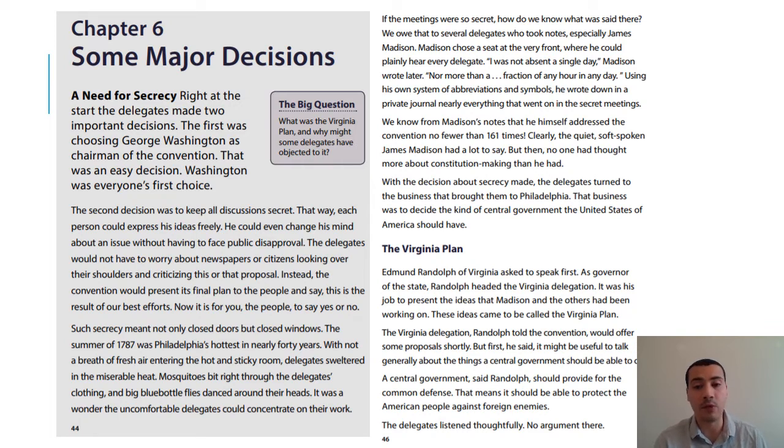A central government, said Randolph, should provide for the common defense. That means it should be able to protect the American people against foreign enemies. The delegates listened thoughtfully. No argument there. Parenthesis. Let's remember, scholars, that at this time there was no national army. There was no national navy. There were only armies in each state trying to keep things together in their own territory. If things were happening in New York, well, New York should deal with that. Virginia was not going to support them now. That's not what happened during the independence war, to remember that the 13 colonies fought together. So this is a very interesting point that he stated. Let's have a national army.